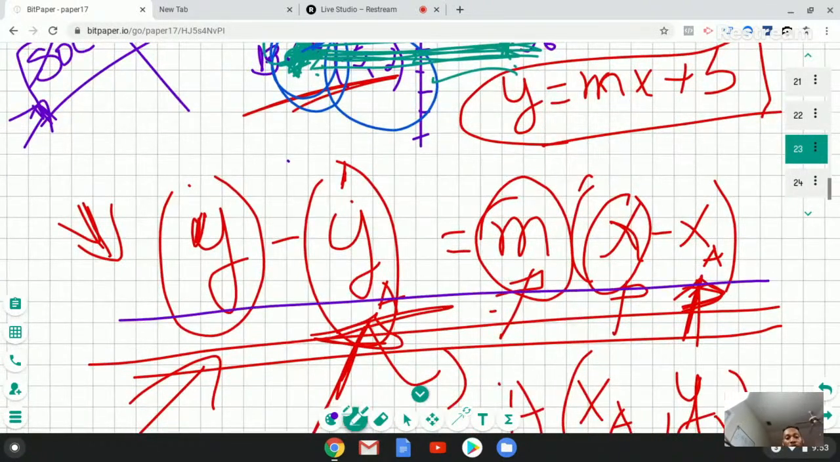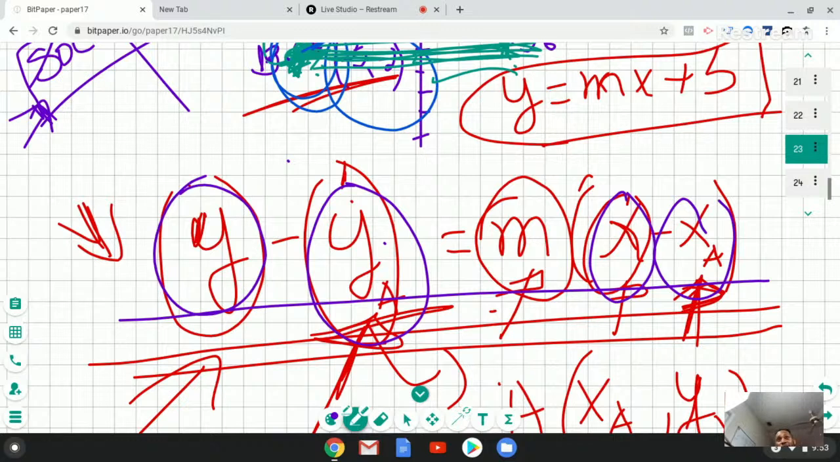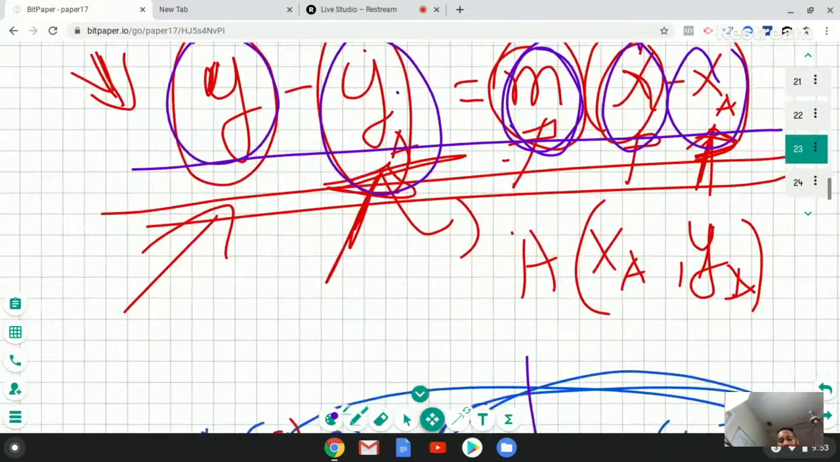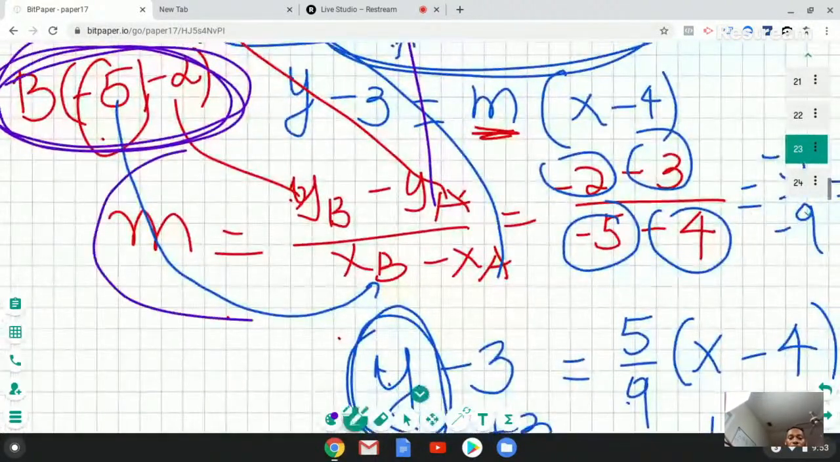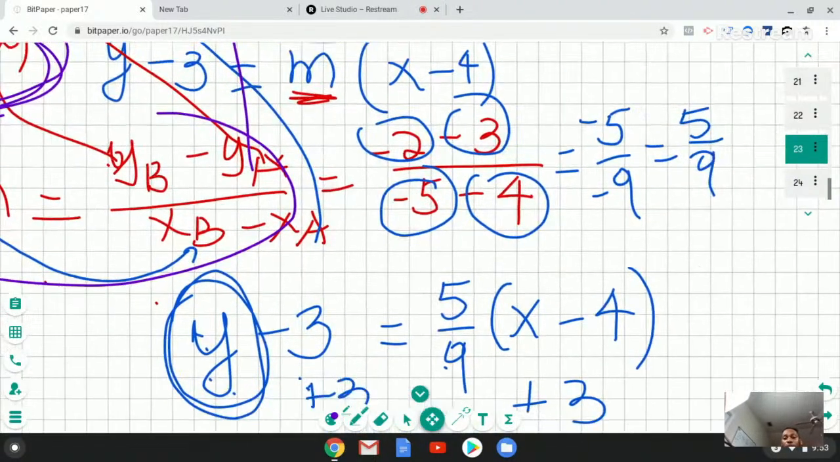And we said, okay, y is a variable, x is a variable, y(a) is the y coordinate of the point A. Xa is the x coordinate of the point A. M is the slope. The only thing I didn't have is the slope. So we calculated the slope using the formula for slope, and we found the slope to be 5 over 9.